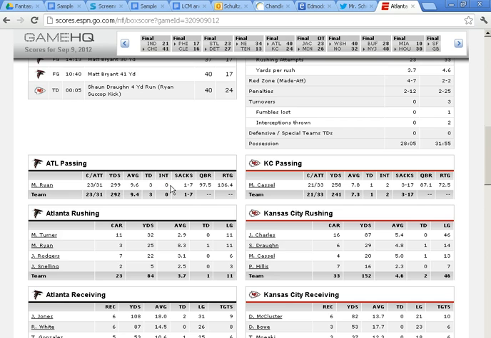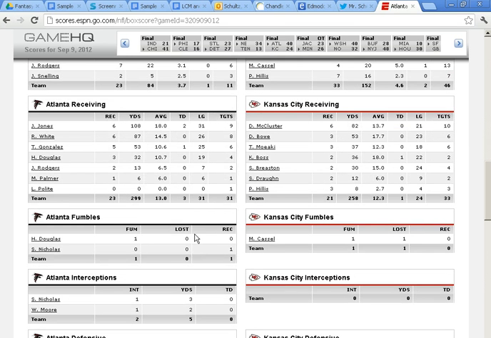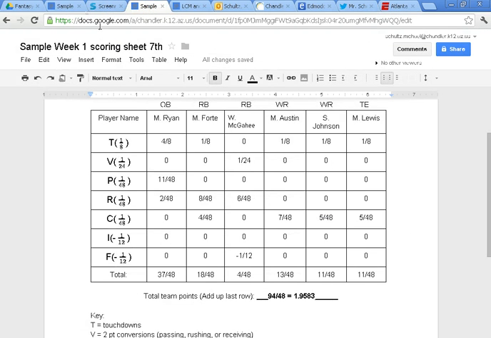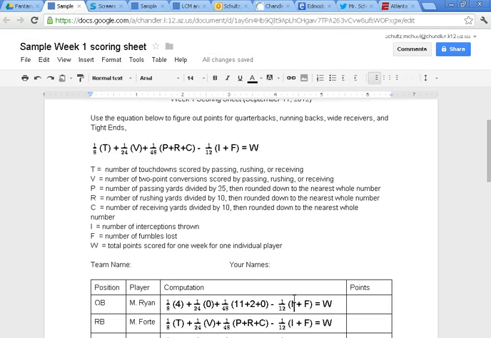I got to go back and look at interceptions and fumbles. He did 0 interceptions. Fumbles are fumbles lost, and he has 0. No fumbles lost. Okay, so 0 plus 0. And W is the total points. So I'm going to add those up. I would suggest making it all out of 48. 1/8 times 4 is 4/8, so that's 24 out of 48. 1/48 times 13 is 13/48. 13 plus 24 is 37 out of 48.